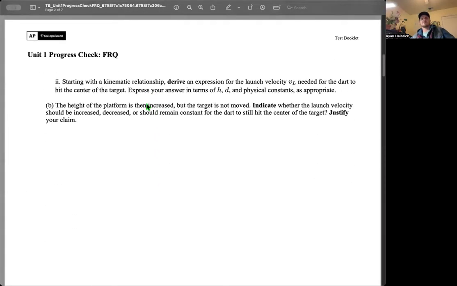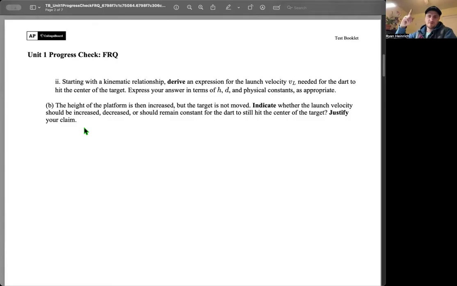It says the height of the platform is then increased, but the target is not moved. Indicate whether the launch velocity should be increased, decreased, or should remain constant for the dart to still hit the center of the target. Justify your claim. So remember, when you're doing these kinds of short responses, they want you to make a claim. Here's your claim. I would say the dart needs to be launched at a slower speed. The dart needs to be launched at a lower velocity. That's your claim. Now let's prove it real fast.